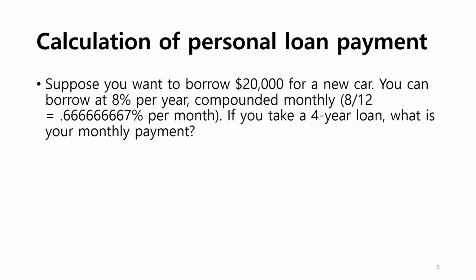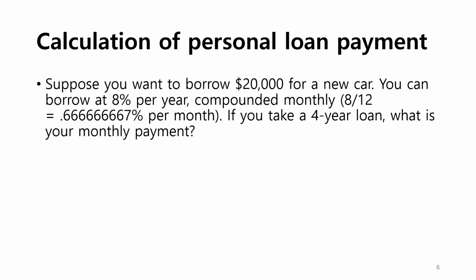Now, calculation of personal loan payment. Suppose that you want to borrow $20,000 for a new car now. You want this money now, right? So this is present value. So you want to borrow $20,000 for a new car from a bank now. You borrow this money now and you pay back to a bank later. So this is how you pay back your money to a bank later. The annual interest rate is 8%, and it is compounded monthly. When you borrow a mortgage loan, you usually make monthly payments. That means you make a payment to a bank every month.